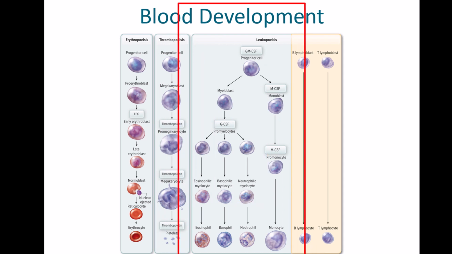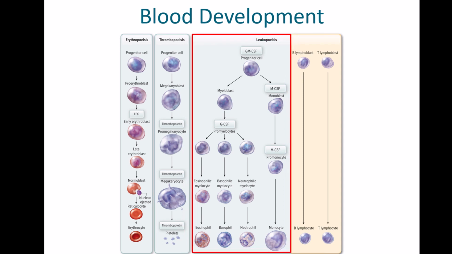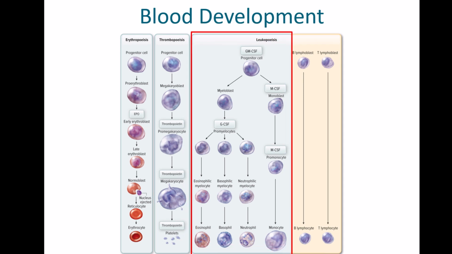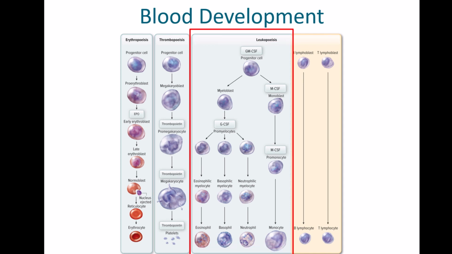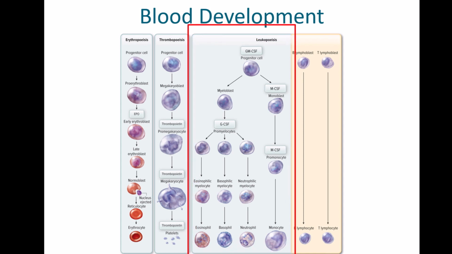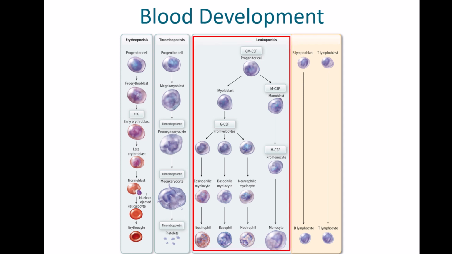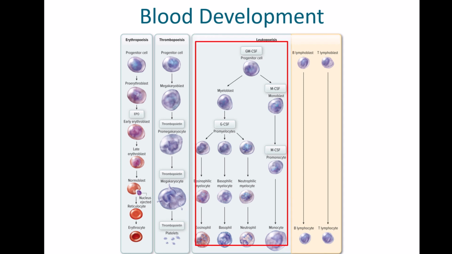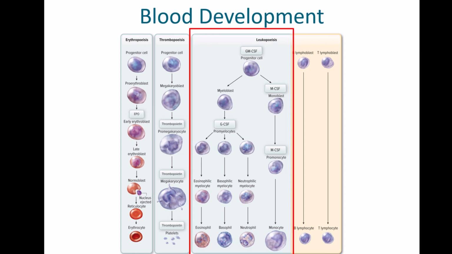The third flow diagram shows the process of leukopoiesis. This is the process of building those white blood cells. The process starts from the GM-CSF progenitor cell, which further divides into myeloblast and M-CSF monoblast. The myeloblast takes part in the formation of the G-CSF promyelocyte, which further develops in three directions: eosinophilic myelocytes, basophilic myelocytes, and neutrophilic myelocytes that ultimately develop into eosinophil, basophil, and neutrophils, respectively.